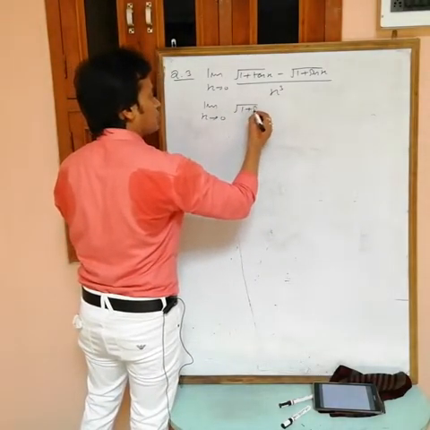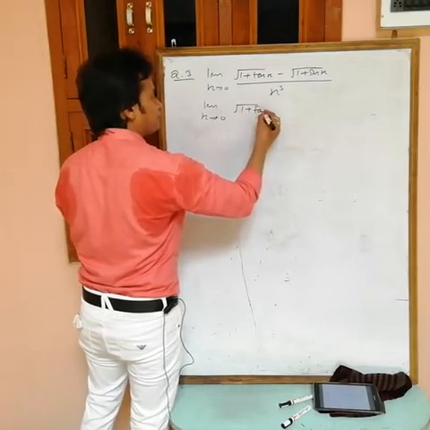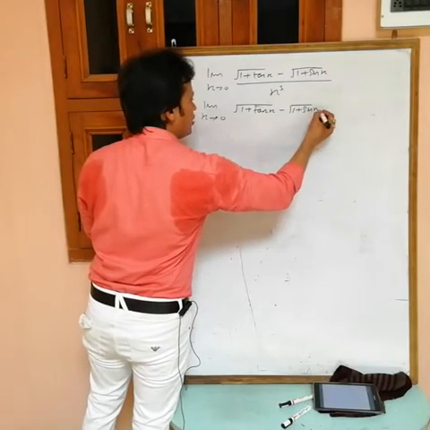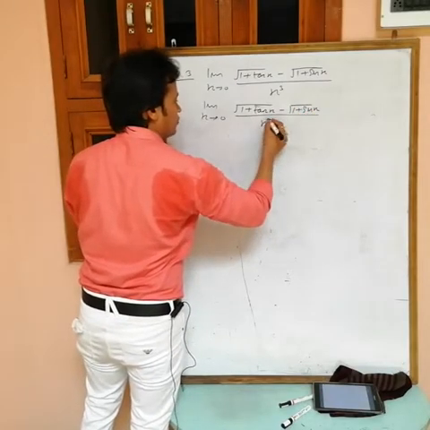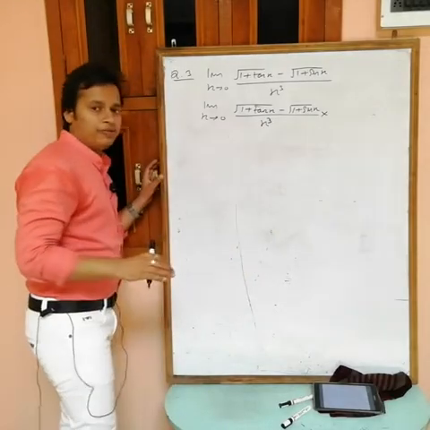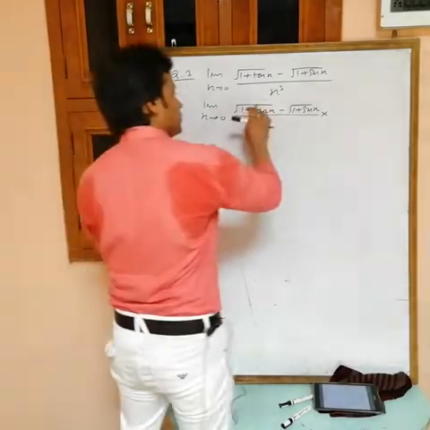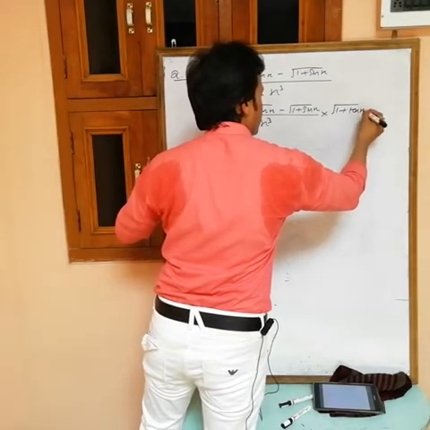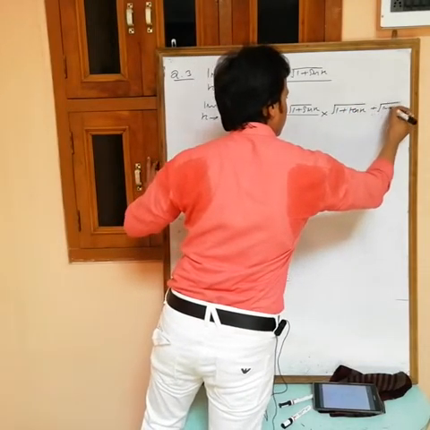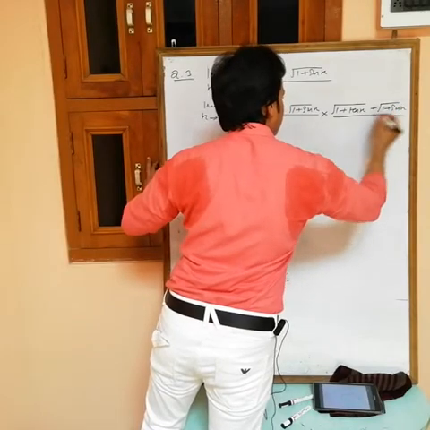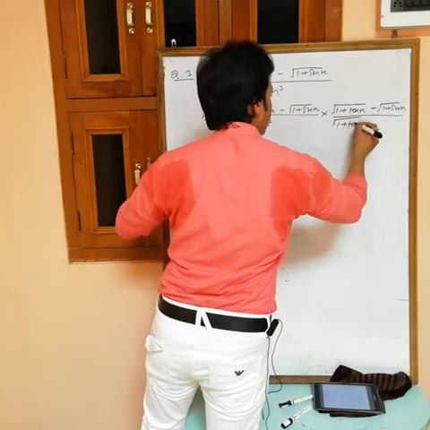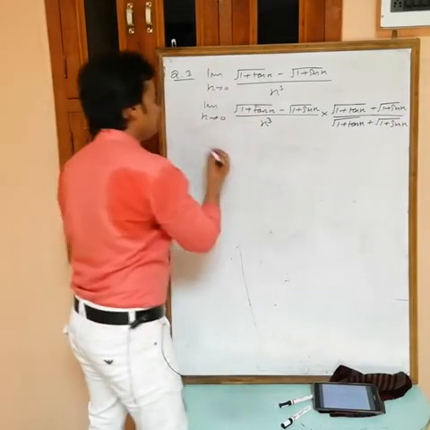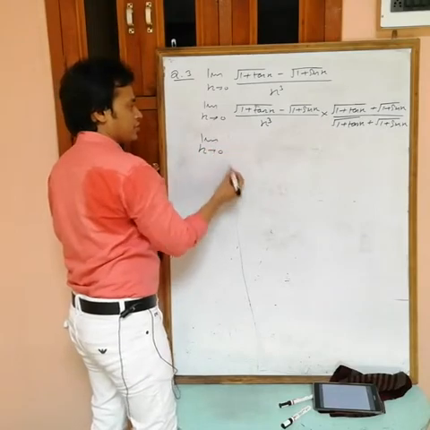Root 1 plus tan x minus root 1 plus sin x by x cube. I am multiplying with this one plus this one in numerator and denominator: root 1 plus tan x plus root 1 plus sin x by root 1 plus tan x plus root 1 plus sin x. Okay. Now limit x tending to 0.